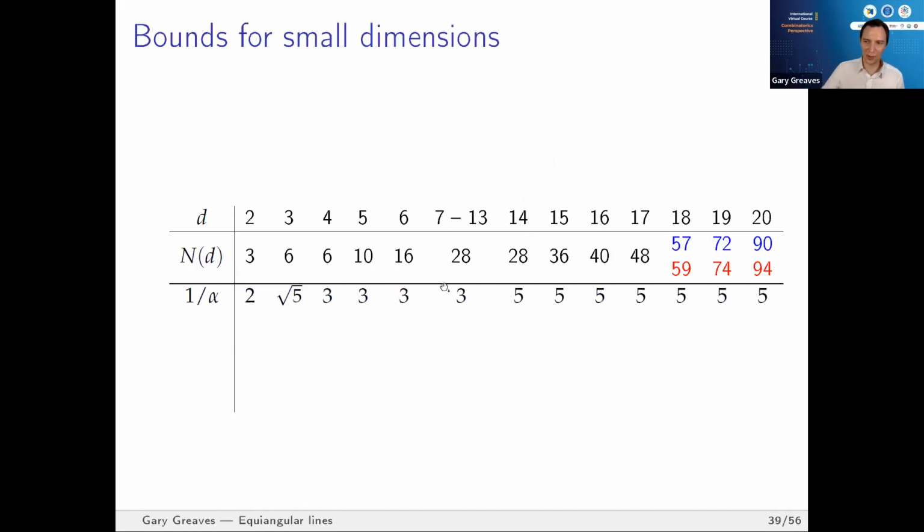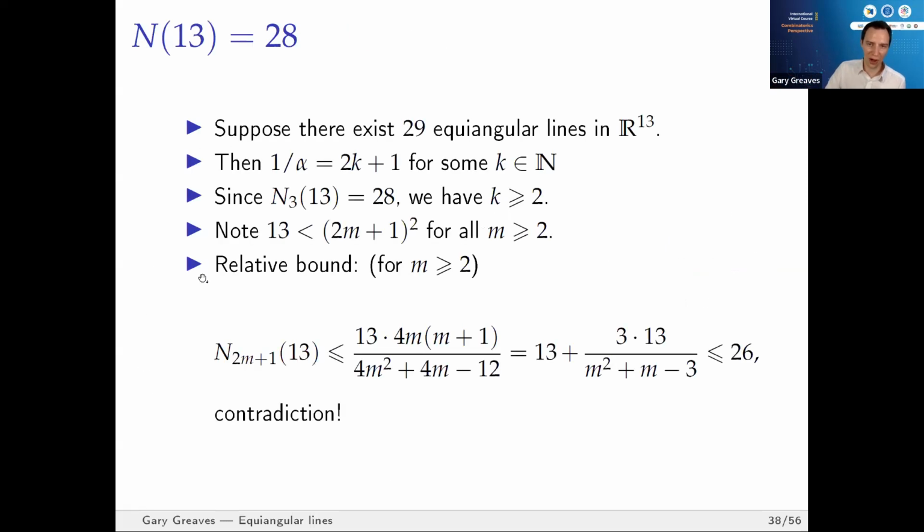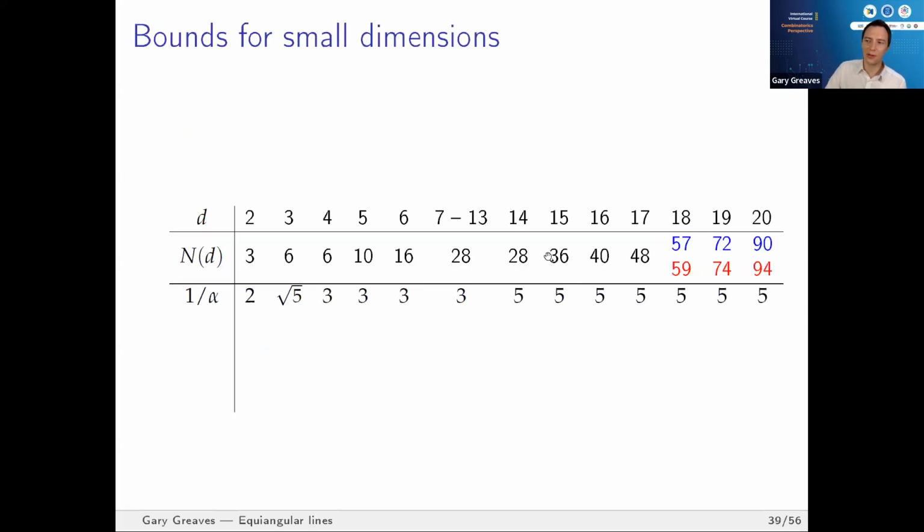Now I'm going to show you the table again. You can use the techniques we've seen so far to get all the way up to dimension 13. However, it doesn't work for dimension 14. Dimension 14 is quite tricky because this doesn't work. You don't get 26 here. You actually end up with 31. So you don't quite get the right upper bound. So 14 is separated here.